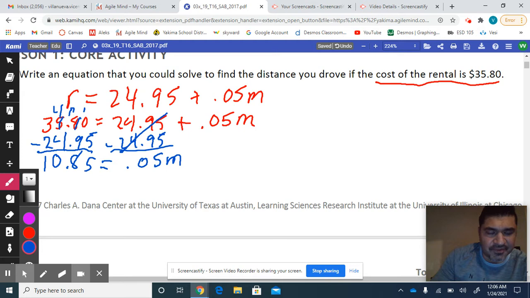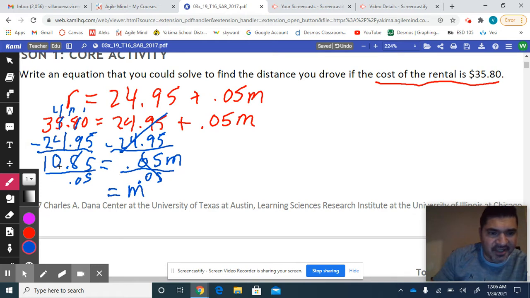Okay, so what should I do next? Right here, I have multiply by 0.05 m. I need to get rid of multiply by 0.05 m. So the opposite of multiplying would be to divide by 0.05. Okay, 0.05 divided by 0.05 is 1. 1 times m is m.